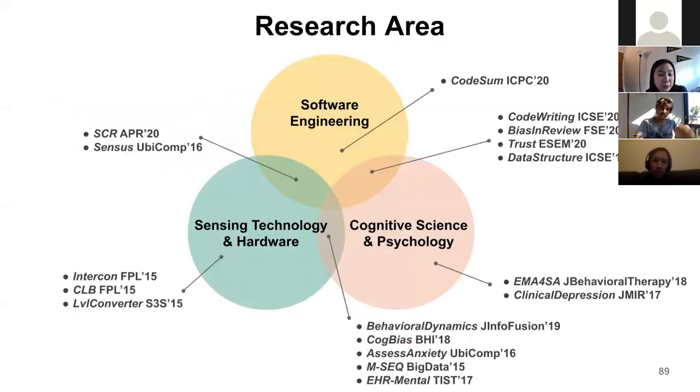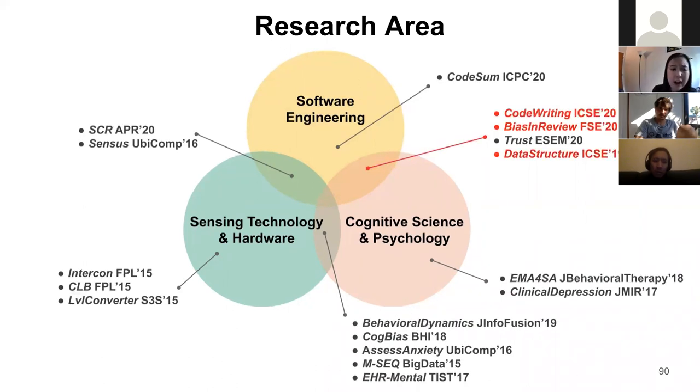Like the three studies we covered in this talk, the majority of my work is interdisciplinary. You can already tell that. This diagram roughly shows where my research interests and selected publications lie. My work spans software engineering, psychology, as well as sensing technology and hardware. This talk today covers my work on the intersection of software engineering and cognitive science. This part of work is among the first that leverages various objective measures to provide a systematic solution to understand user cognition in programming activities.